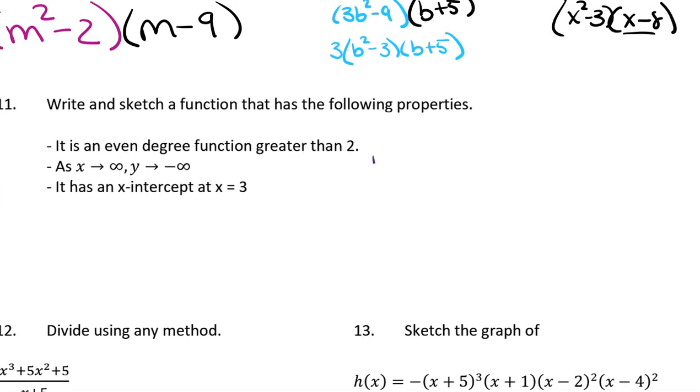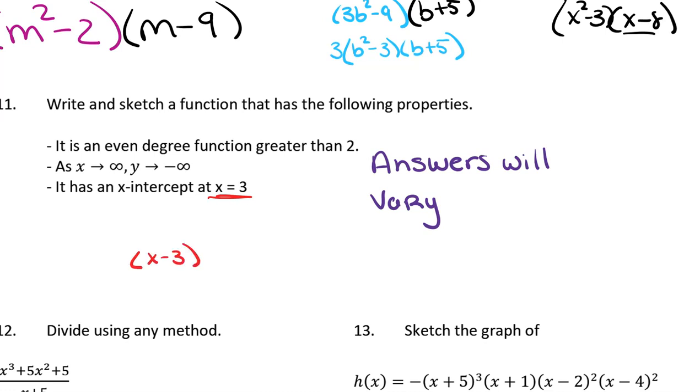Your answers will vary. This is pretty much, you're creating this yourself. They could be many different things. You just have to meet the criteria. So x-intercept at 3. So to write that as a factor, that would be x minus 3. Okay, check, done. An even degree function that's greater than 2. Well, to do that, I'm going to need more factors here. So I have to make some up.